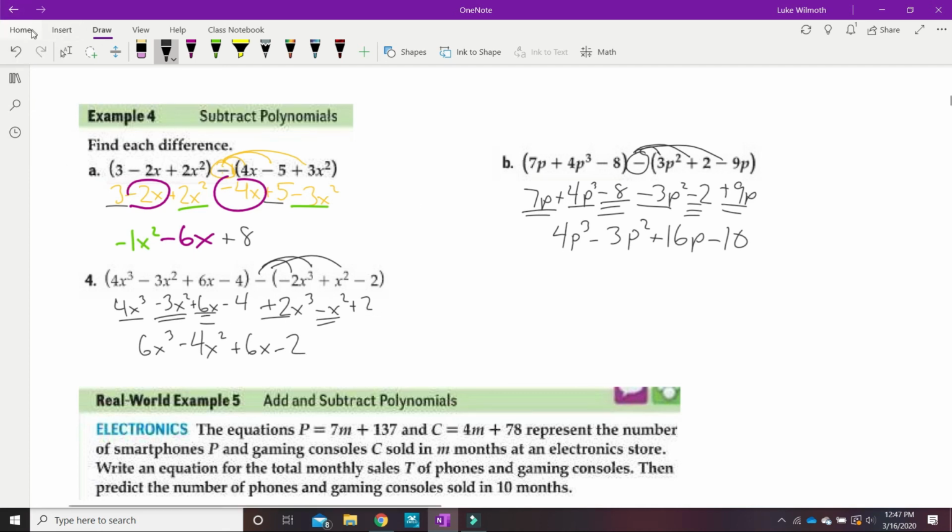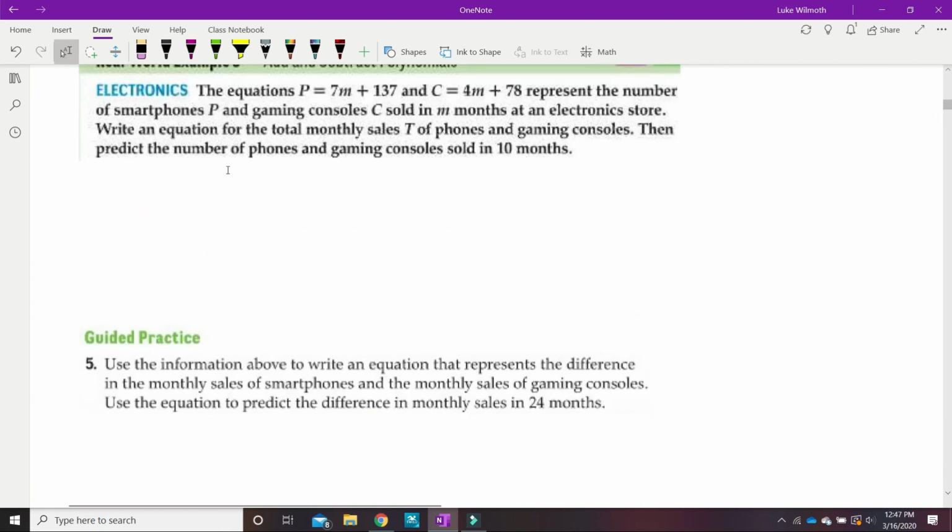All right. So now we're just going to look at our real world example here. I don't know why we would want to do a problem like this, but the problem's asking us to look at the total number of phones and consoles sold. The equations P equals 7m plus 137 and C equals 4m plus 78 represent the number of smartphones, P, and the number of gaming consoles, C, sold in m months. I just highlighted those so we could see what these letters actually mean, because at the end it's going to ask us a question about what they mean.